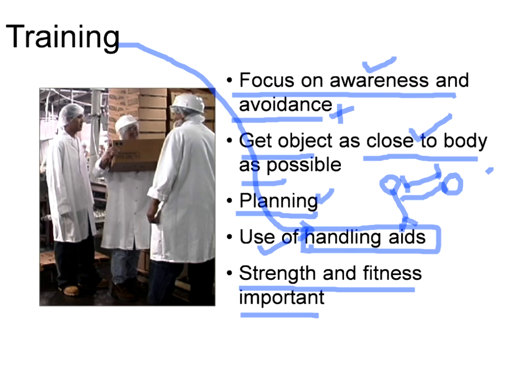And next, plan properly how to do the work, meaning how to lift the materials, how to move it from one place to another place, right? And next is the use of handling aids. Handling aids means some equipments are available. Using those equipments we can lift the materials. So the labor should get training how to use these. Okay, this is one, use of handles. And strength and fitness is important.